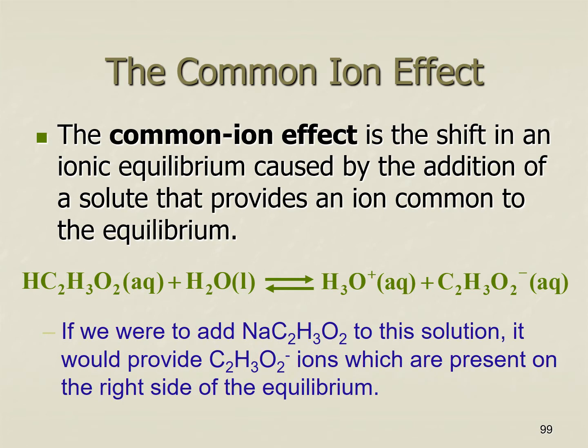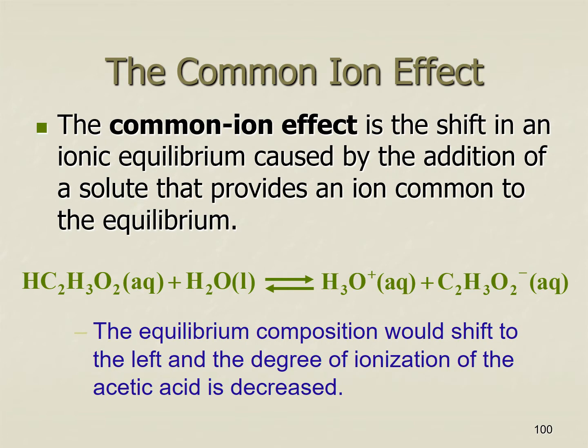All right, so like I said, if you add some of the acetate ion to it, you have what's called a buffer solution, and it has some properties that can be very useful in the lab. So again, we've added the common ion, the C2H3O2 negative, to the solution. So it provides ions on the right. What does that do to equilibrium? It shifts it to the left.